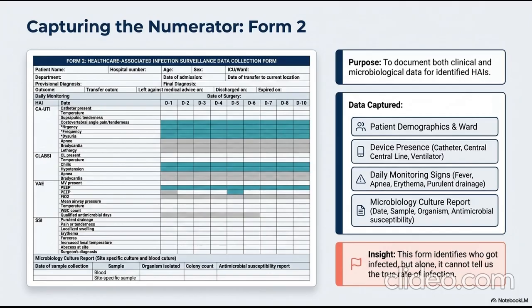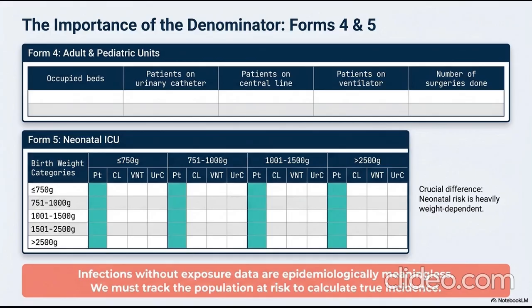Slide 6. The importance of the denominator, Forms 4 and 5. To find the true incidence, we need the population at risk, the denominator. Form 4 tracks occupied beds and device days in adult and pediatric units. Form 5 is used for the neonatal ICU, where risk is stratified by birth weight categories, as smaller infants face significantly higher risks. Without exposure data, infection counts are epidemiologically meaningless.